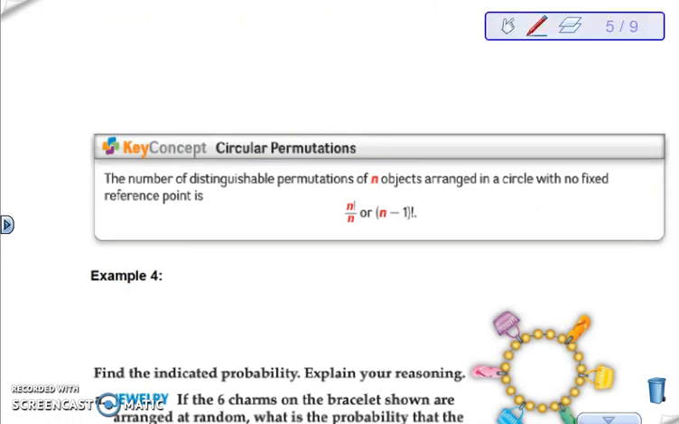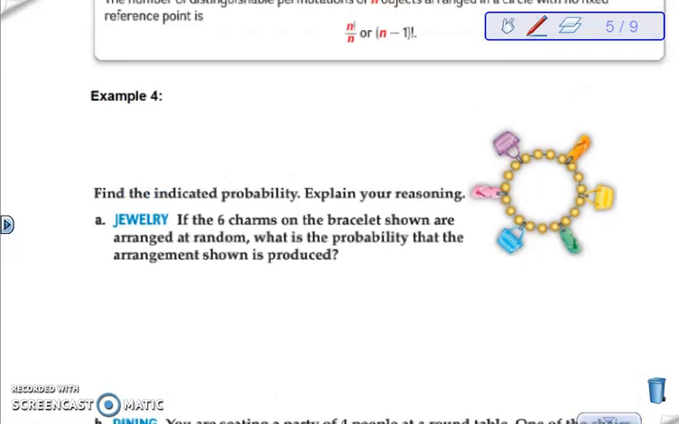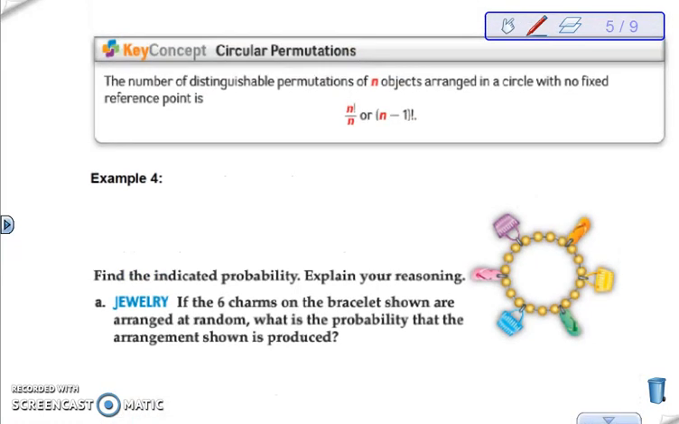Example 4 is what is called a circular permutation. Basically, instead of lining things up in a row, we're going to put them around in a circle. This is important because if I don't specify where I'm actually counting the numbers from, we don't know whether we're starting from the top or the bottom or one of the sides, then it kind of works the same way that the indistinguishable permutations worked.